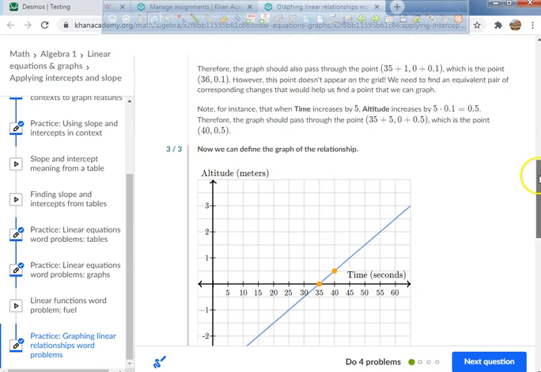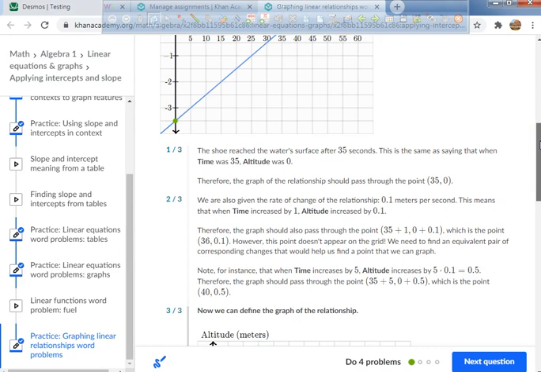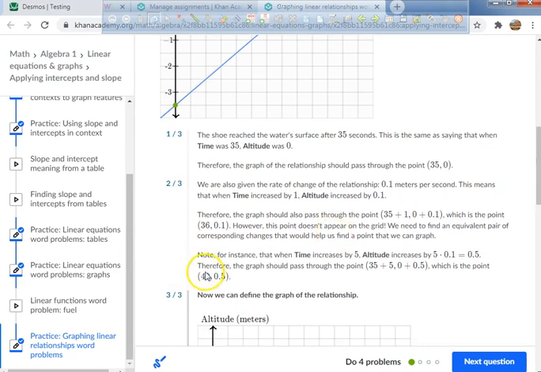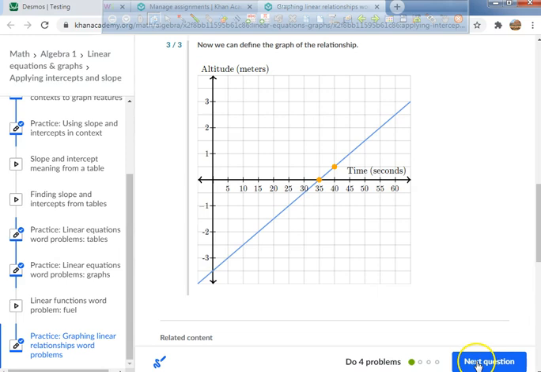All right, so let's see here. Wow. Okay, so they got 35, 0. Oh, looks like they were doing it by just adding stuff over and over and over. You can read over that. I think my way's a lot faster, but you can look over that if you want.